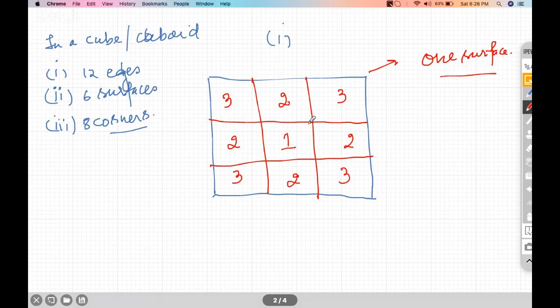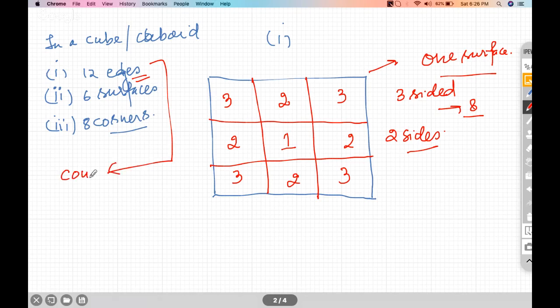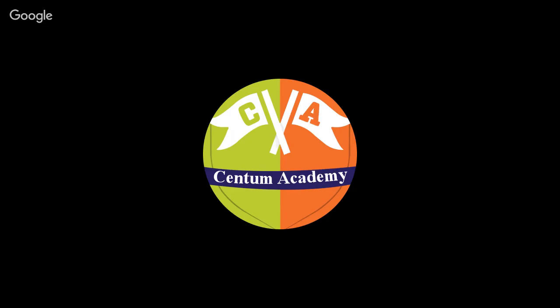So try to understand. 3-side painted would be 8 because there are 8 corners. 2 sides painted would be, count the number of edges. Remember, whatever I am saying, for 2 sides painted, count the number of sides or edges, whatever you call it, in the cube or cuboid.